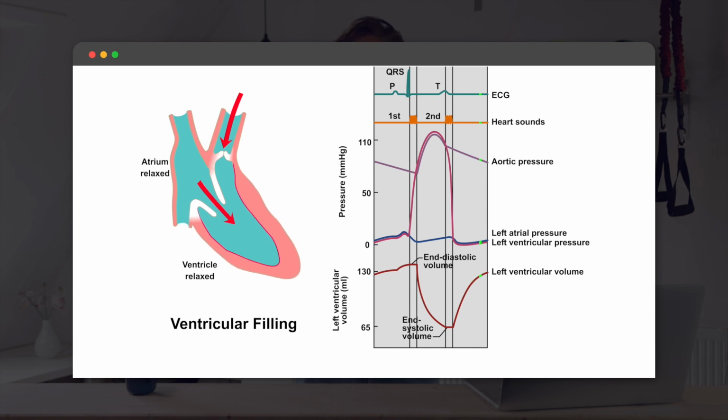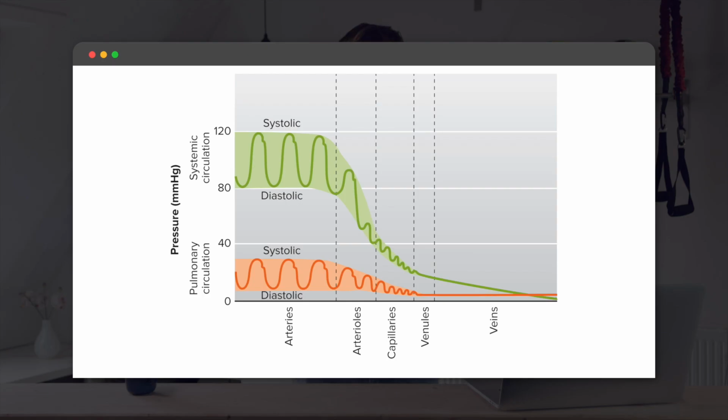After replaying this amazing animation 100 times, you will see that the heart serves both the pulmonary circulation and the systemic circulation with blood. The overall physiology, like pressure changes and functionality, is roughly the same, but one key difference is the overall pressure in each part of the system. In the pulmonary circulation, the overall blood pressure is significantly less.